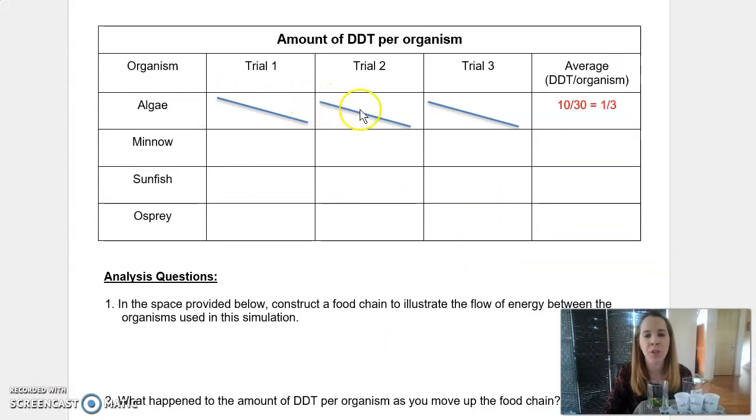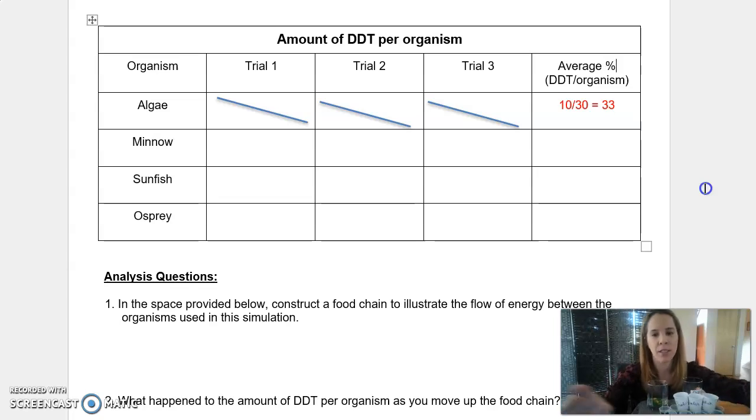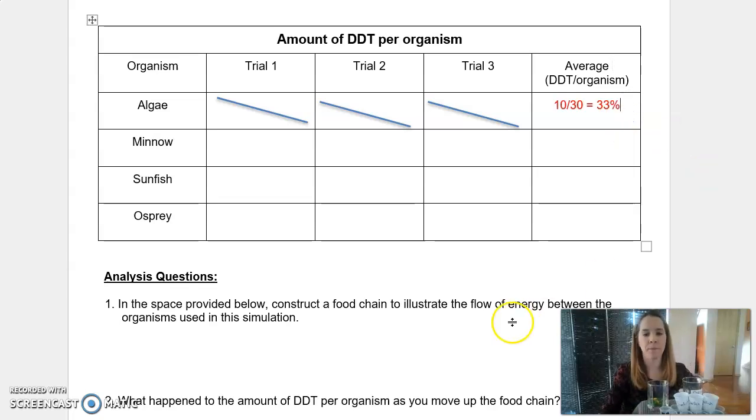So the algae, we don't need to do 3 trials of it. I just added it here at the end. So this is going to represent 10 out of 30 or 1/3. I'm actually going to move to a decimal on this point, or you can move to a decimal or a percentage, in this case. So I'm going to go to the percentage.